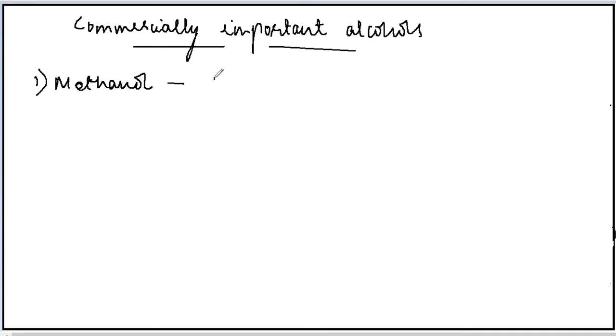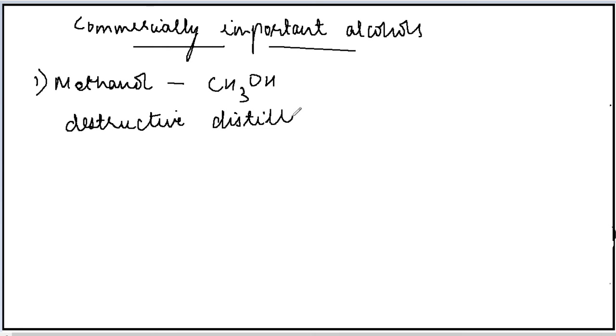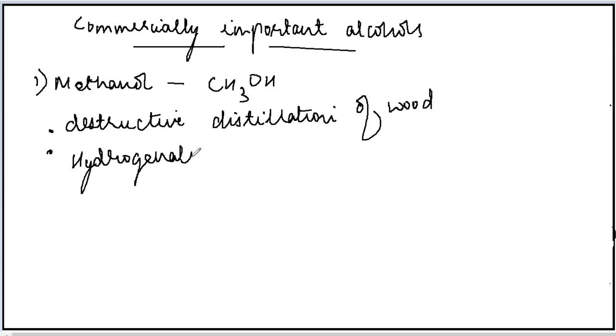The formula for methanol is CH3OH. It was earlier produced by destructive distillation of wood. This was the oldest method, okay? Destructive distillation of wood was the oldest method that was used to prepare methanol. Nowadays, methanol is prepared by the hydrogenation method.